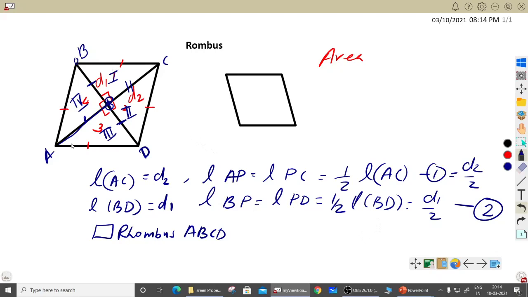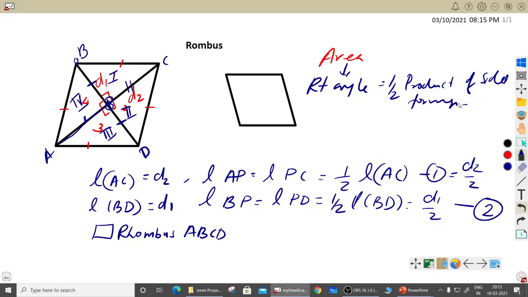Now we can see 4 triangles. In those 4 triangles, the area of a right angled triangle is equal to half into the product of the sides forming the right angle. Correct? So in every triangle you have D2 upon 2 as one side and D1 upon 2 as the other side. This is D1 upon 2, this is D1 upon 2, this is D2 upon 2, this is D2 upon 2, because the diagonals divide each other equally.